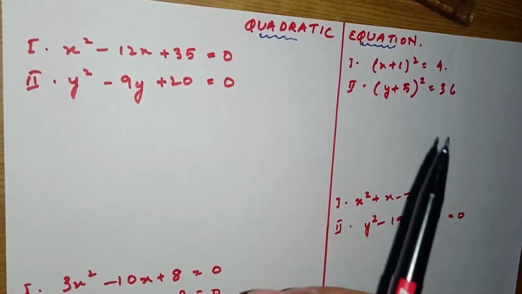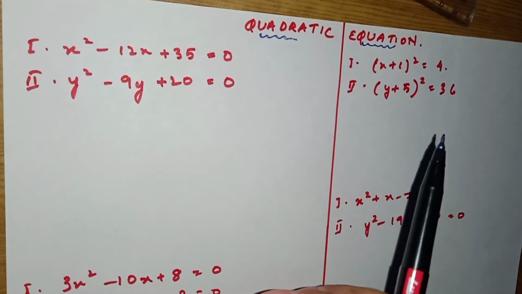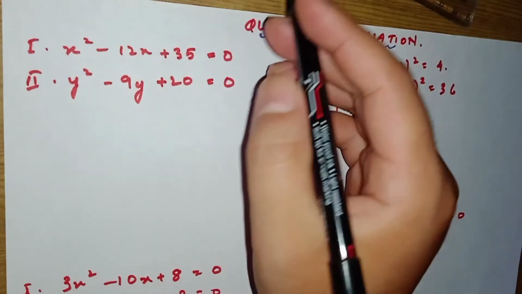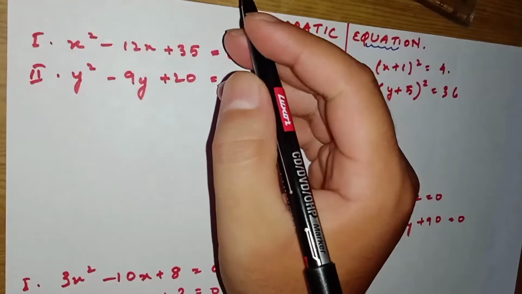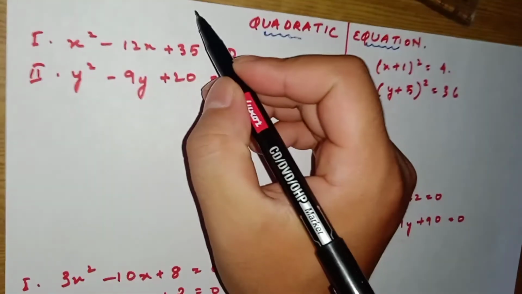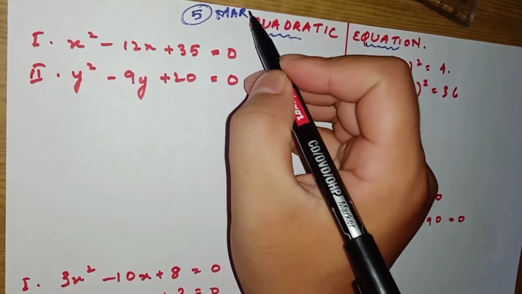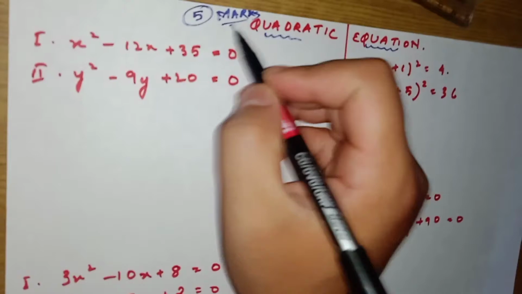And today we are going to do a very important topic, which is known as quadratic equation. The maximum mark asked in the examination from this topic is 5 marks. Maximum mark is 5 marks.